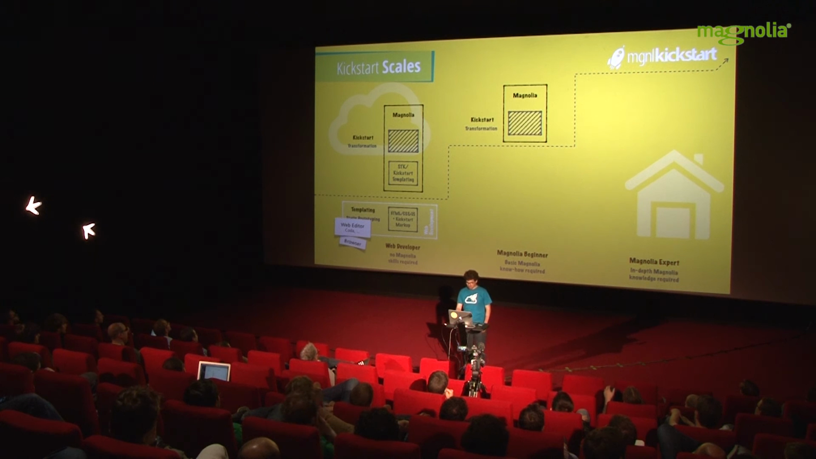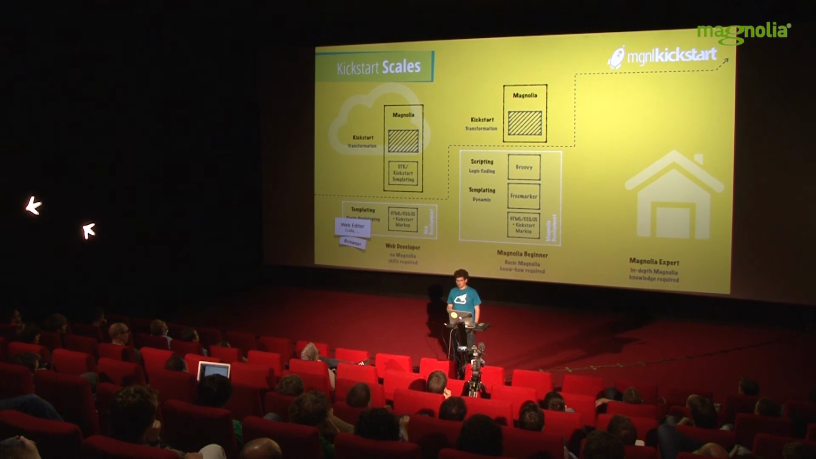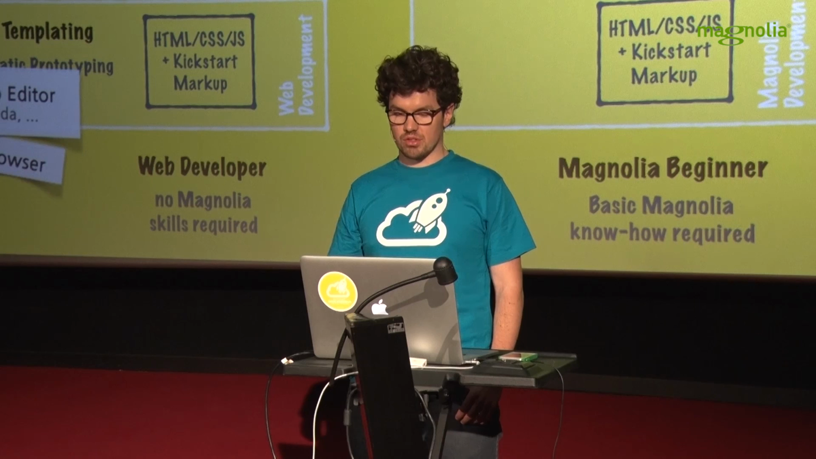If you want to get more out of it, you get a Magnolia beginner with basic Magnolia know-how, or maybe you want something more dynamic. You can also do some kind of scripting locally. You add Groovy scripts, for example, or you can even check out the templating workspace from Magnolia and edit your templates locally. Once you save your files, your changes will be transferred to the cloud instance, which is running, and it picks up your changes, and once you refresh again, you see your changes there.